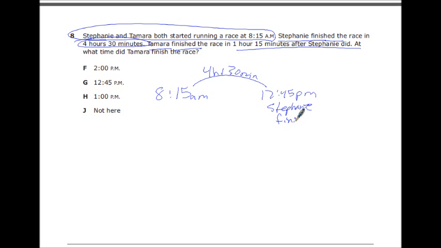Stephanie finished. And then Tamara finished 1 hour and 15 minutes after that. So if I then take that and go another hour and 15 minutes, I'm looking at 2 o'clock p.m. And at what time did Tamara finish the race? That's right here. Tamara finished at 2 p.m. So your answer is going to be F.